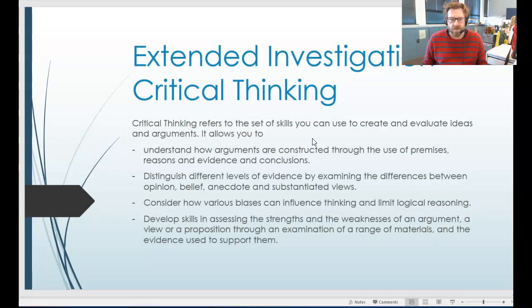Critical thinking, what is it? It's the set of skills you use to create and evaluate ideas and arguments. It allows you to understand how arguments are constructed through the use of premises, reasons, evidence, and conclusions. In this test, you'll be trying to differentiate different levels of evidence by examining the differences between opinion, belief, anecdote, and substantiated views.